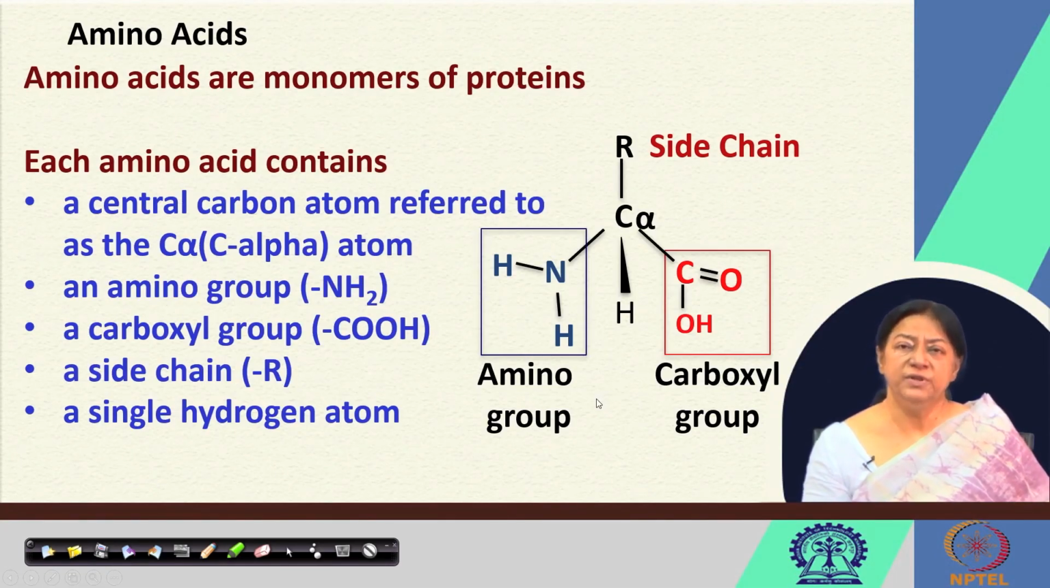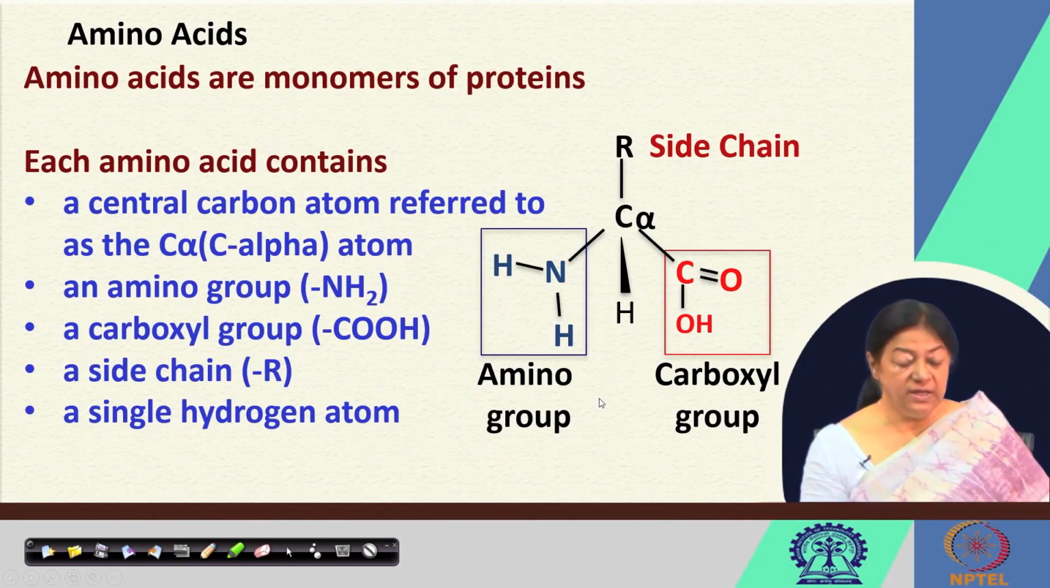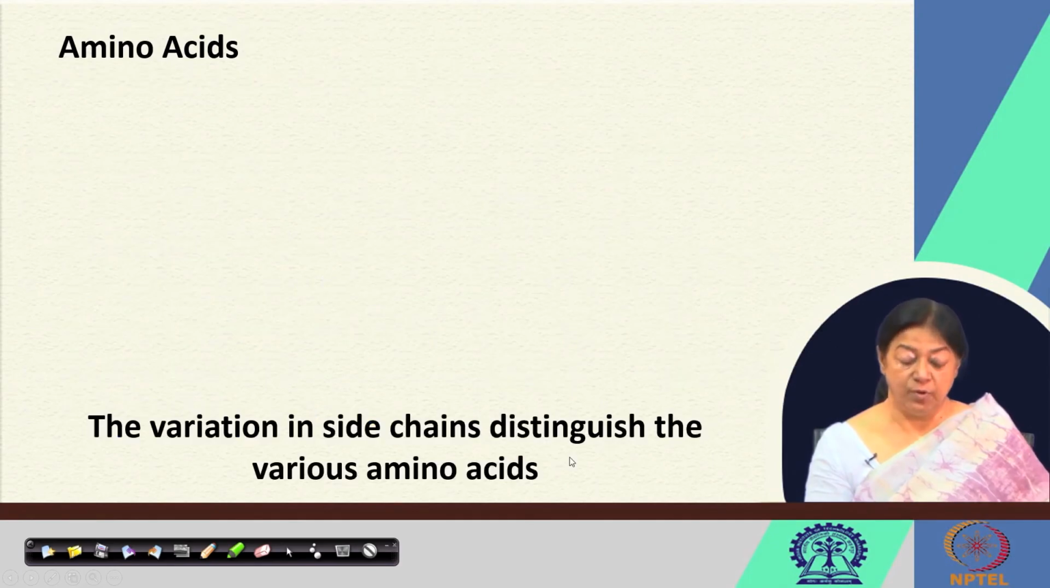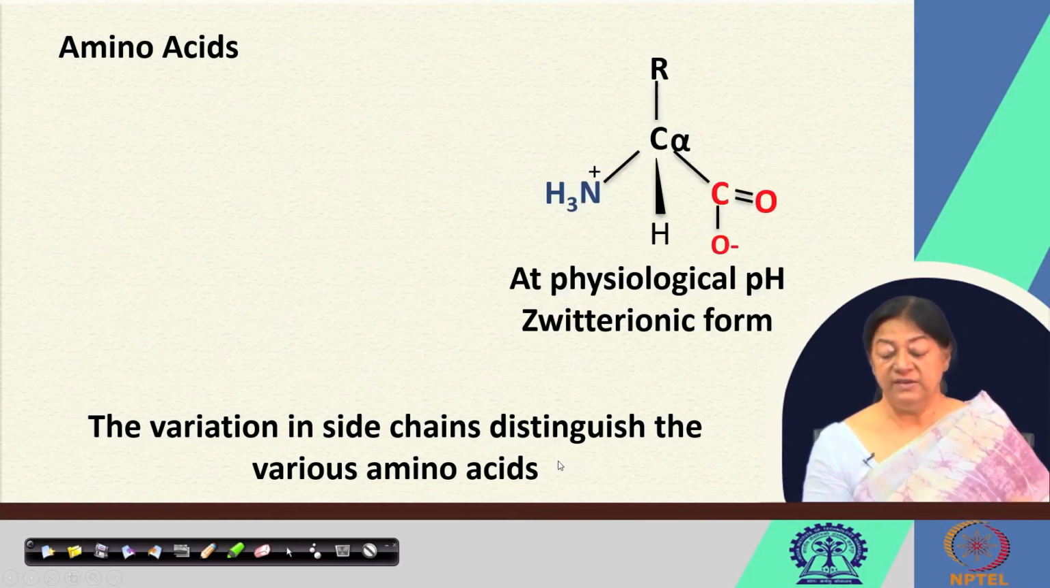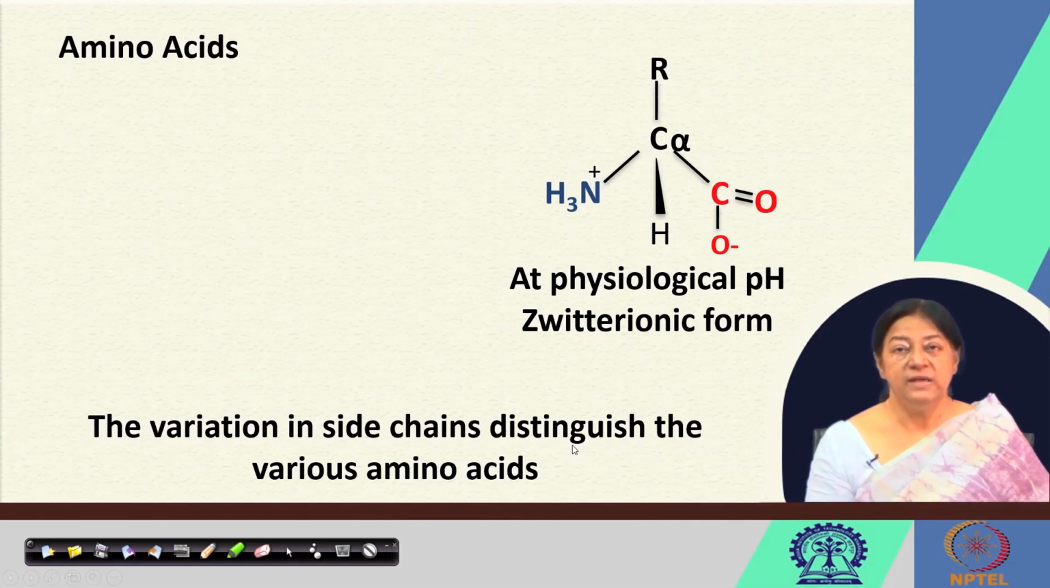Now, a representation of an amino acid is usually given in what we call a zwitterionic form. The variation in the side chains, as I just mentioned, distinguishes the various types of amino acids. At physiological pH, which is 7.4, there is an ionization of the carboxylic acid that is going to lose its proton and become COO minus, and the NH2 that we saw as the amino group is going to remain as NH3 plus. This is what is called the zwitterionic form.